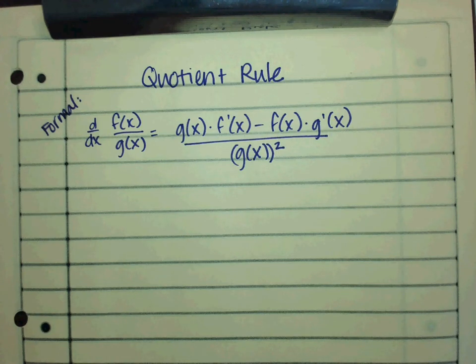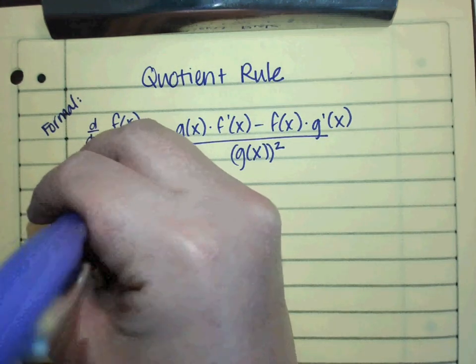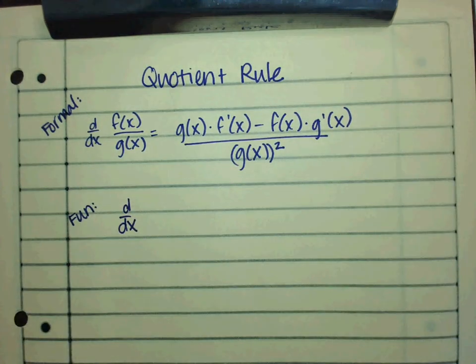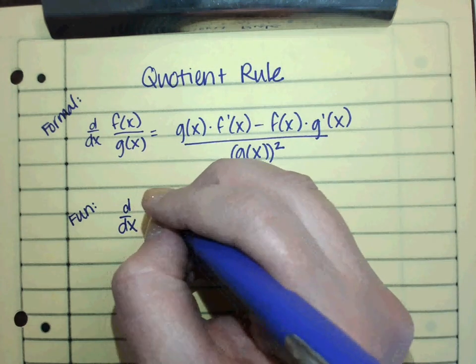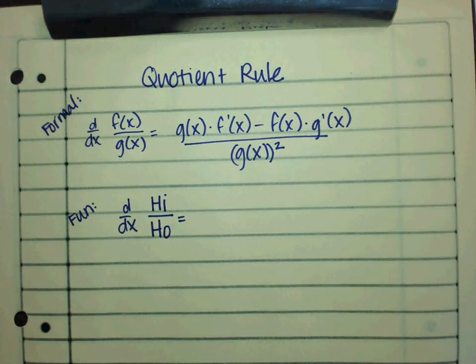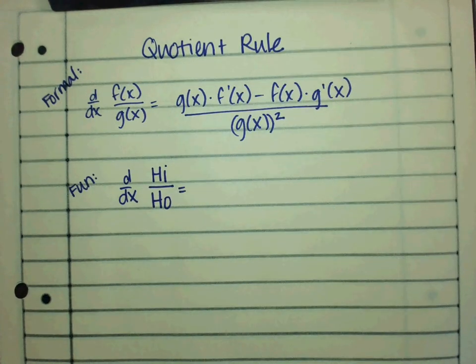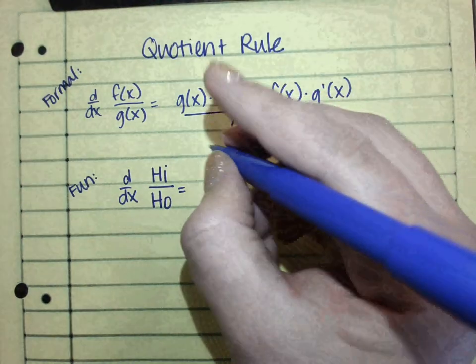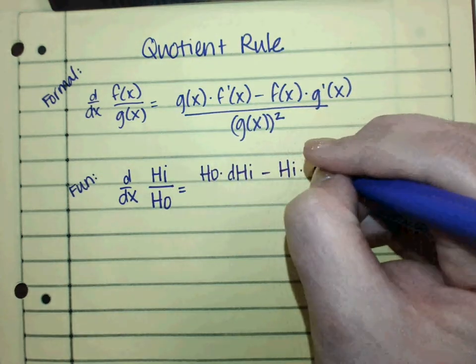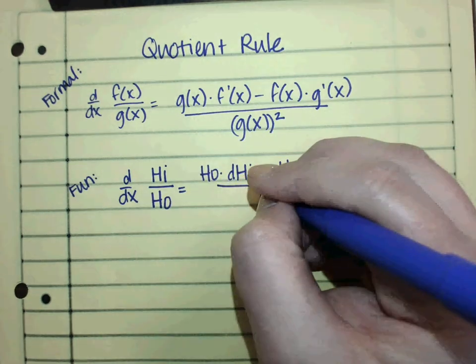Okay, but it has lots of x's and primes and stuff and parentheses, so we're going to shorten it to the fun version. Okay? It's going to be really fun. So, for your fun version, instead of calling them F and G, we're going to call it high and ho. So, high's on top, ho's on the bottom. Okay, ready? So, here's what it is. Ho d high minus high d ho over ho squared.